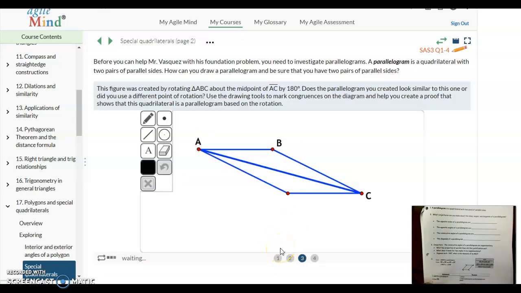So we're going to mark some things that would be true on this parallelogram. So you can look at number 2. The first one says the opposite sides of a parallelogram are what?